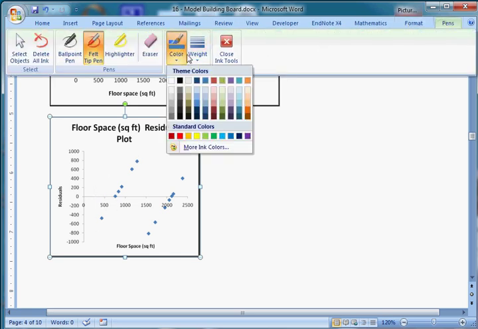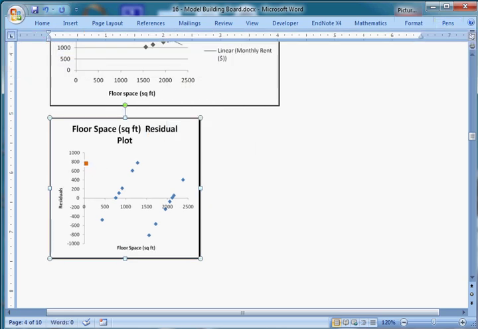We have an axis on the left side here. These are our residuals. And then we have an axis through the middle, which is floor space. Now, the mean residual is always going to be 0.